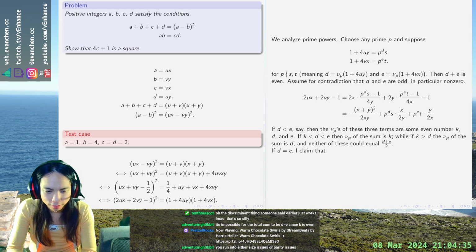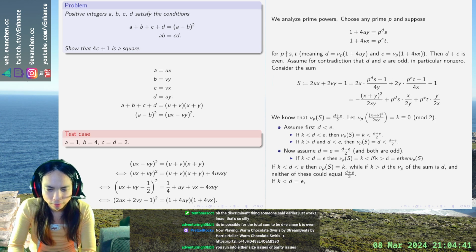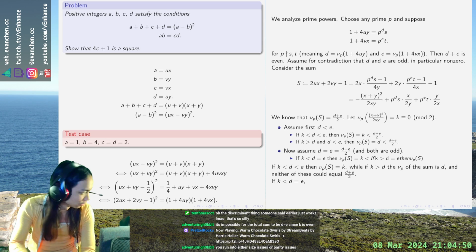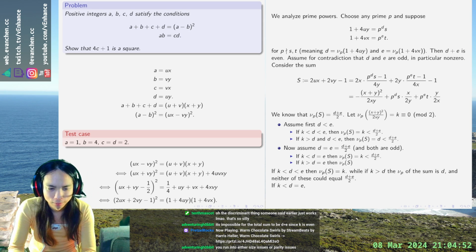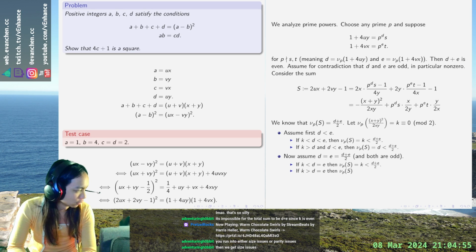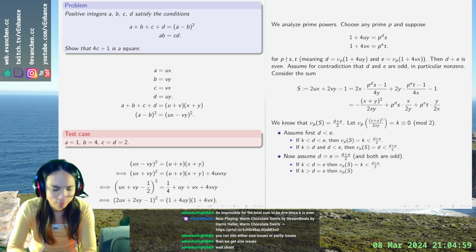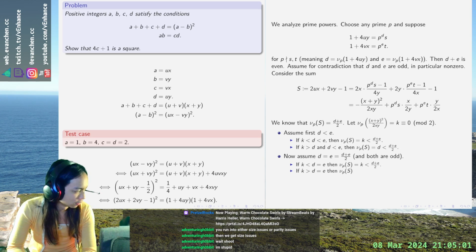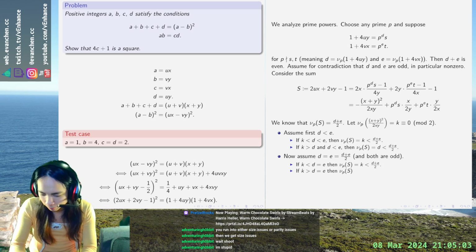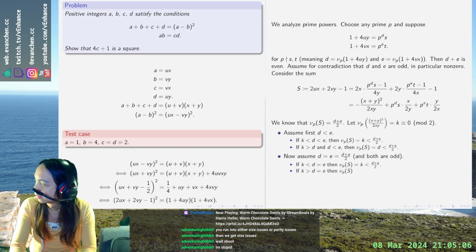But what if K is just bigger than D and E? Like, what do you do then? What do you mean we get size issues? What's a size issue? Okay, cool.